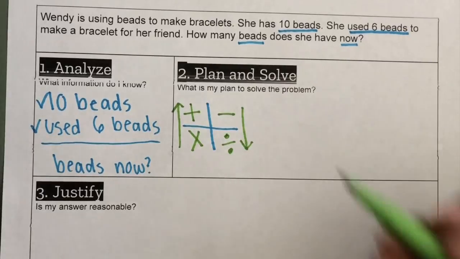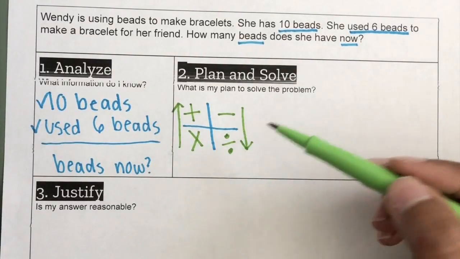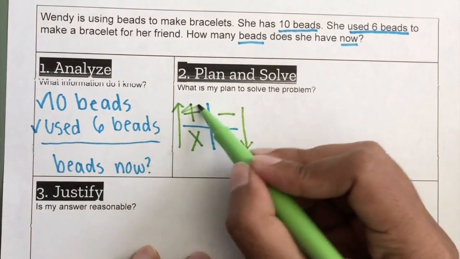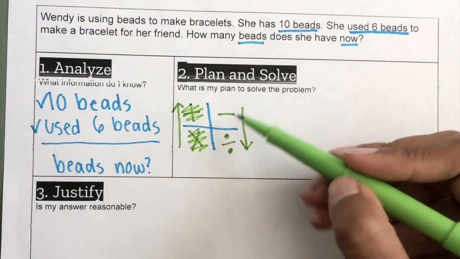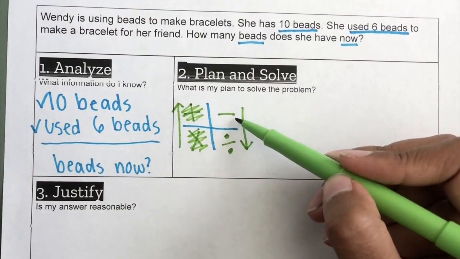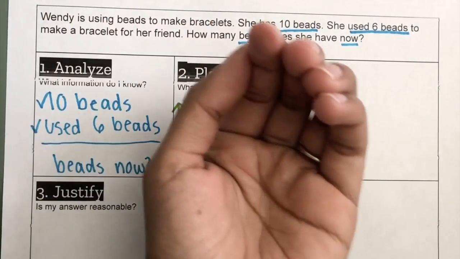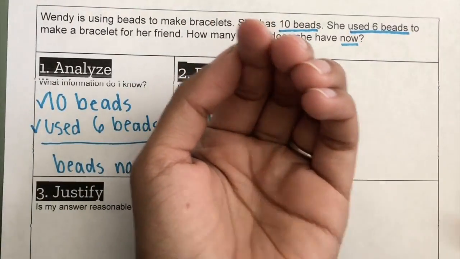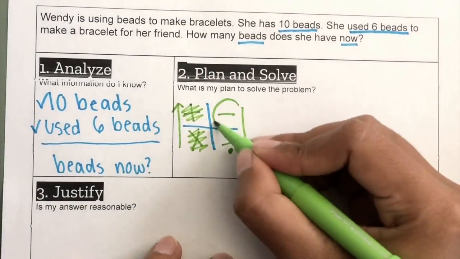So is my number getting bigger, or is it getting smaller? My number is getting a lot smaller, so I'm not going to add, and I'm not going to multiply. So now I need to ask myself, am I taking away or subtracting, or am I dividing? Am I putting these in equal groups? So if I have 10 and I'm using 6, I'm taking away. So I should use subtraction.